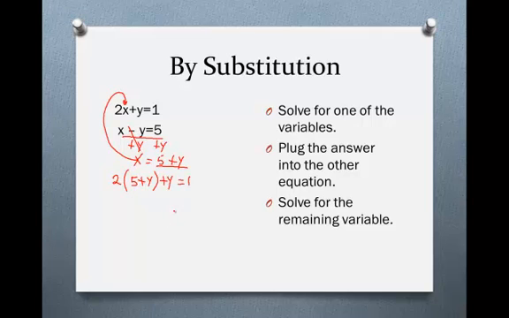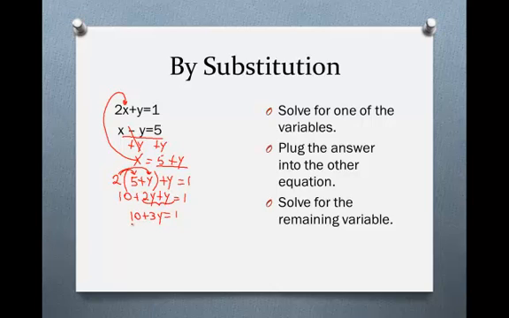The next step would be to solve for the remaining variable. So now I have to solve for the other one, which is y. To do that, I'm going to distribute these two, and I get that 10 plus 2y plus y equals 1. Collect like terms, you get that 2y plus another y is 3y, and you had this 10 in front.